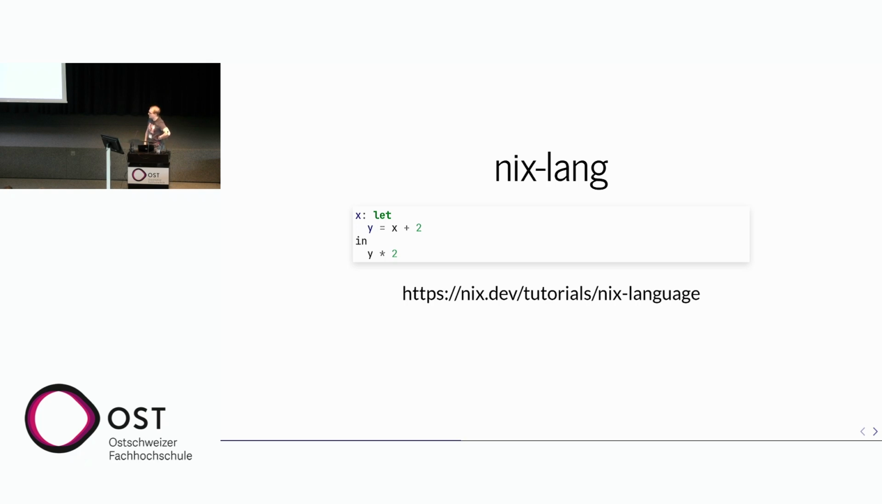And this is just an example of how Nix can look like. So the colon there, that's a lambda. So we are binding the x, then we have a let bind, and we are adding stuff, multiplying stuff. Yeah, and all the language constructs you can read about in the Nix language tutorial on nix.dev, or you will see a little bit more in the next slides.